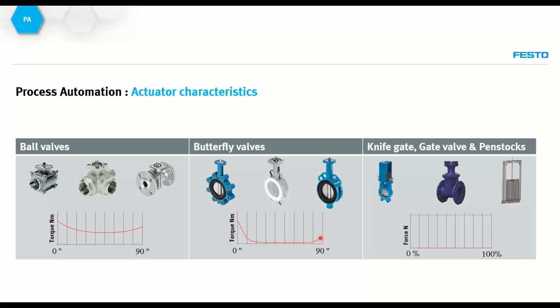Last, for the knife gates, penstocks, and gate valves, now we are talking about forces, not torques. And the process valve requires constant force, as we can see in the graph below. This leads us to understand more about the torque charts, torque and forces for the actuator to fulfill these torque requirements.